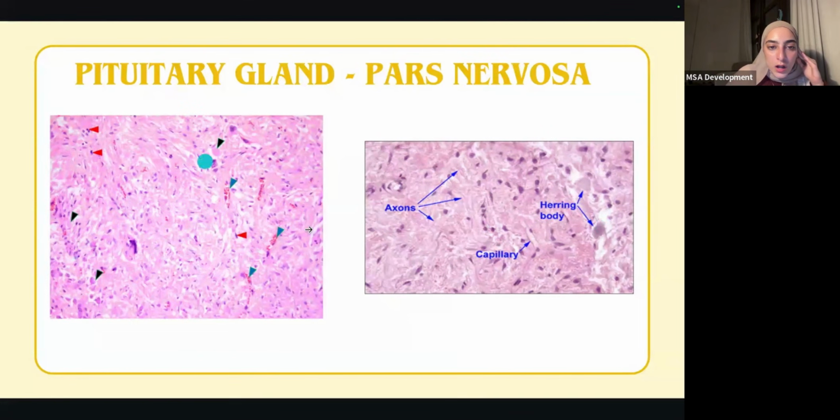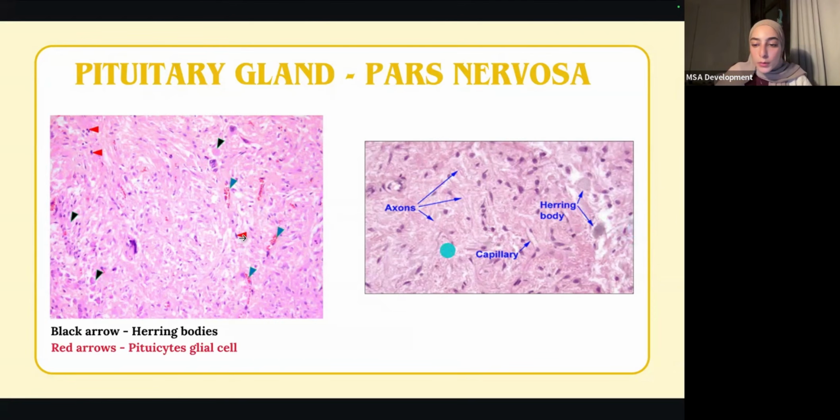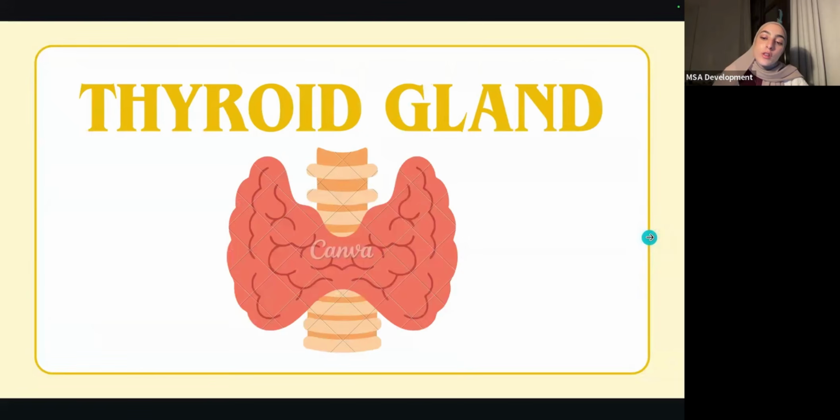So in this picture here, what do you think the black cells are? I mean, the black arrows. What are they? They're kind of like circular, different color. They're the Herring bodies. And what did we say they do? They store ADH and oxytocin. For the red arrows, they're purple. Yeah, the purple cells, they're the pituicytes, they're glial cells, and the blue arrows are capillaries. Yeah, just blood.